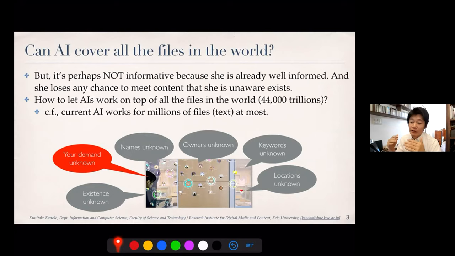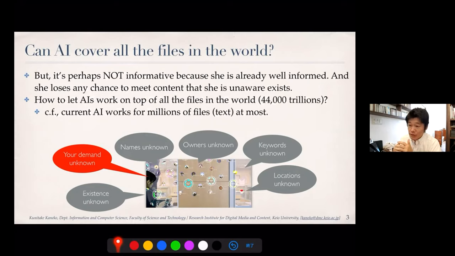So in the world, there are many, many files. I calculated from how much storage we need in the future and now, and divided it by the regular file size. Nobody knows the exact number, however, it's roughly 44,000 trillion files. So I'm now thinking that among those 44,000 trillion files, I want to have some candidates of the content I want to see, right?